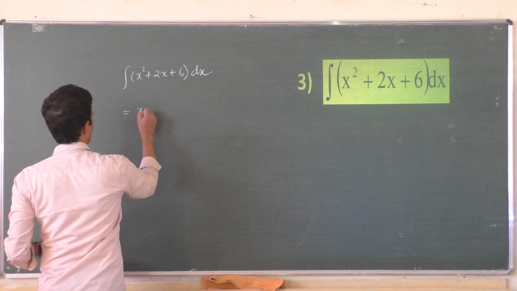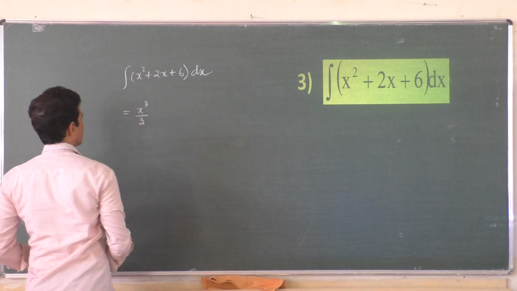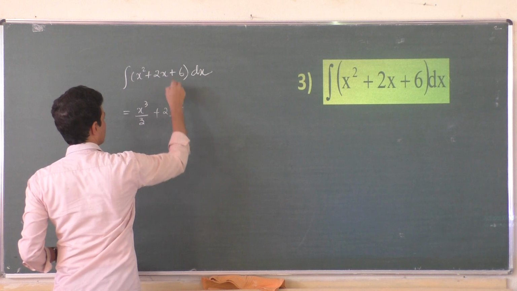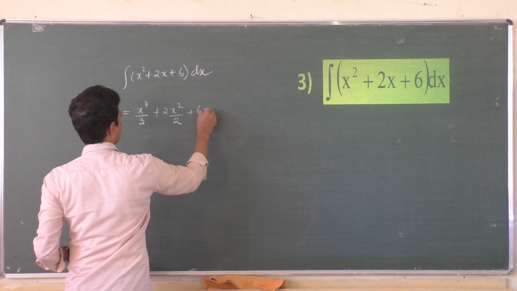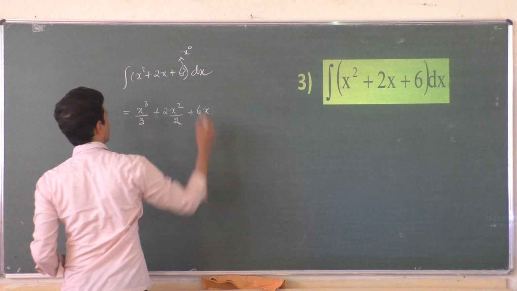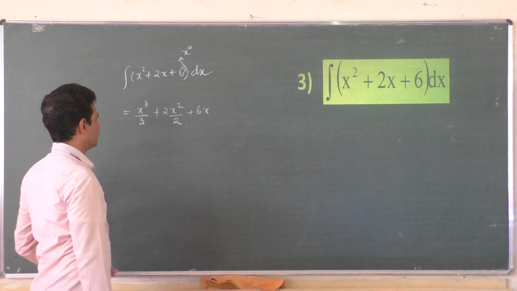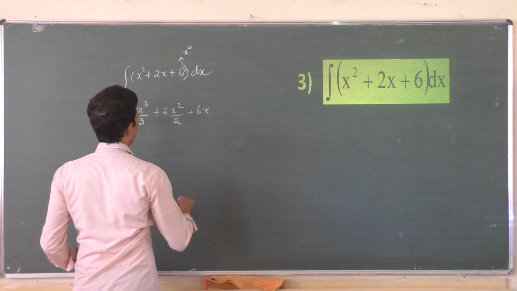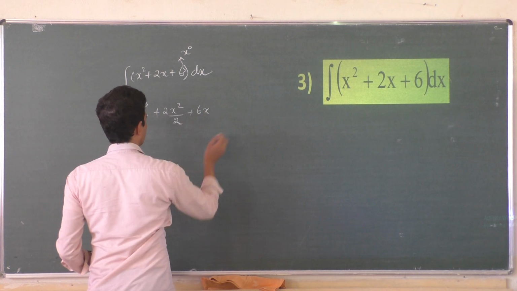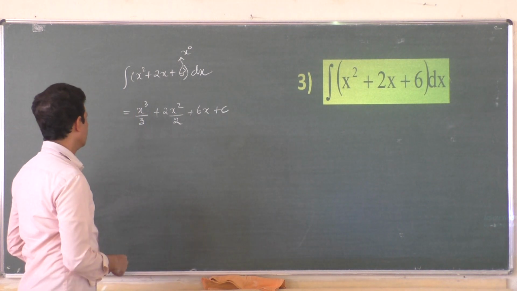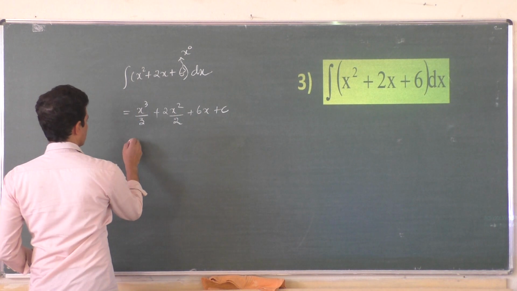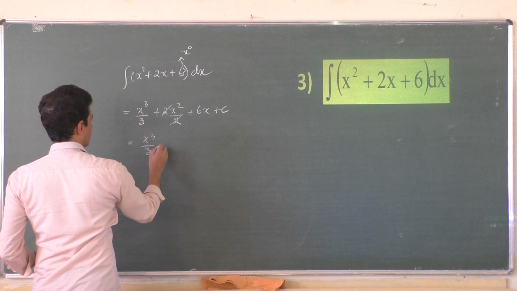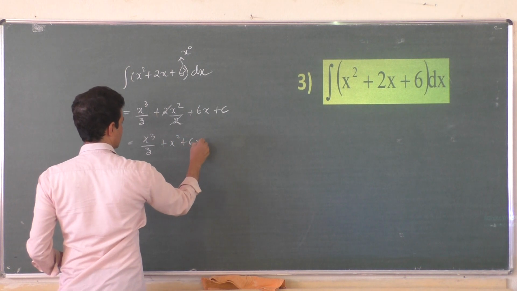That is equal to x cube by 3 (x to the power n plus 1 by n plus 1), plus 2 constant, x square by 2 (x to the power 1 plus 1 by 1 plus 1), plus 6x, because here you can assume that there is x to the power 0, x to the power 1 plus 1 by 1 plus 1, dx, plus constant. So that is equal to only this much. Here you can cancel 2. x cube by 3 plus x square plus 6x plus constant.